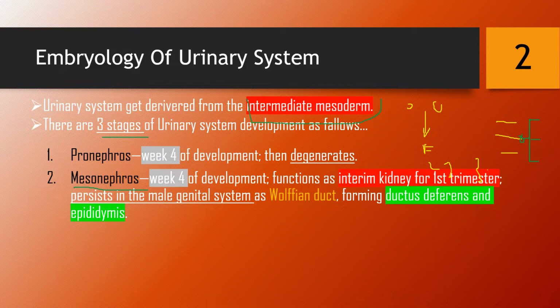It degenerates in females and it persists in the male genital system as the Wolffian duct, which forms the ductus deferens and epididymis. We'll see it in the reproductive videos.